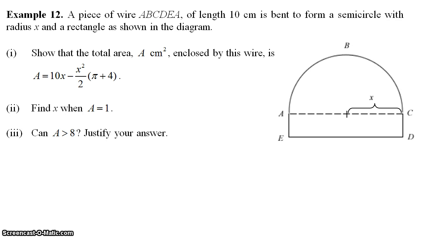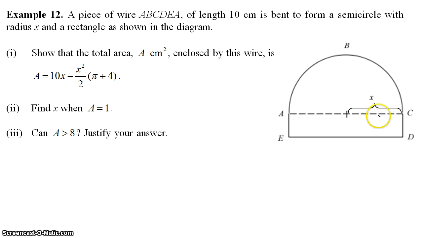Example 12 tells us that we've got a piece of wire A, B, C, D, E, A that is 10 centimeters long, and it's bent to form this semicircle here with radius x and a rectangle added onto the bottom. This dotted line isn't actually part of the wire, but it's the solid black line on the outside. That's your shape that the wire forms. So we have to show that the total area of A centimeters squared enclosed by the wire is A equals (10x minus x squared) over 2 times (pi plus 4).